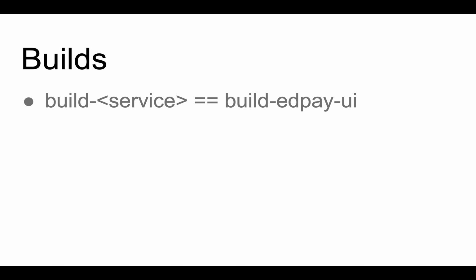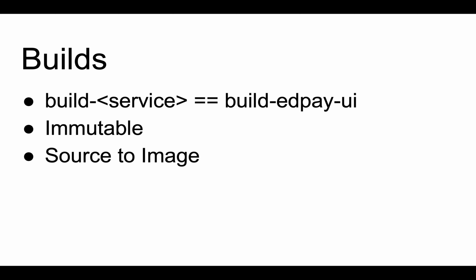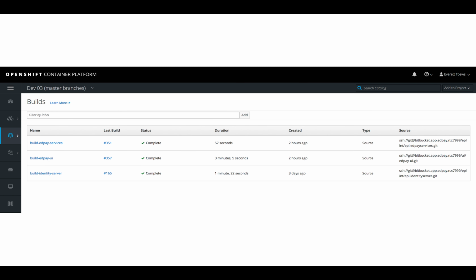Okay, so touching on builds, of course, we have to build our immutable container images, similar kind of naming scheme. And we're actually using the source-to-image feature in OpenShift, for the .NET S2I image builder. We don't even have Dockerfiles at this point. We just point OpenShift at the repos and it takes care of the rest. And so this is just an example of the builds that we have in the Devo3 master environment.